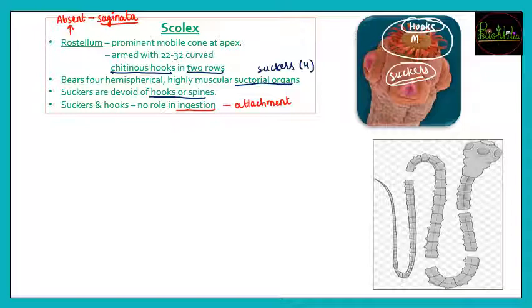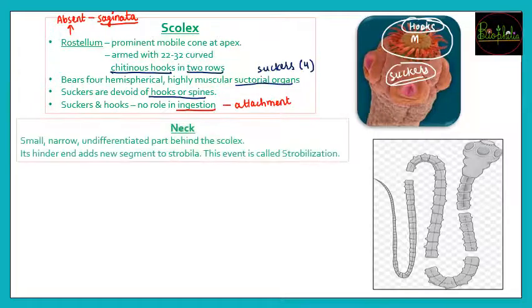अब ये scolex के नीचे का जो region होगा that will be the neck. So this neck is going to be a small, narrow, undifferentiated part behind the scolex. Now it is going to have the process that is going to start from the neck, that is addition of new segments to the strobila.